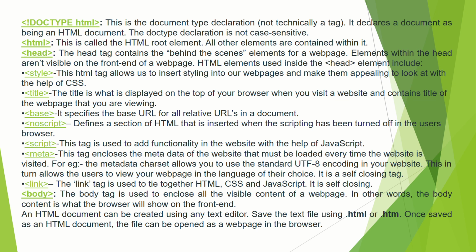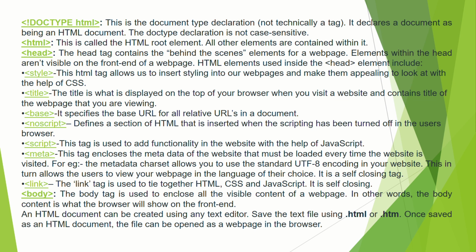First, style tag. This HTML tag allows us to insert styling into our web pages and make them appealing to look at with the help of CSS. As we have discussed before, HTML can be integrated with other languages. For the use of style tag, we have to integrate the HTML with CSS. Next comes the title tag. The title is used in displaying on the top of your browser when you visit a website and contains title of the web page that you are viewing.